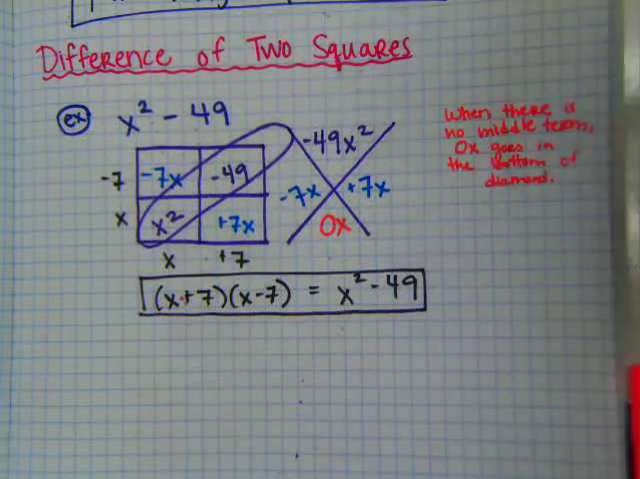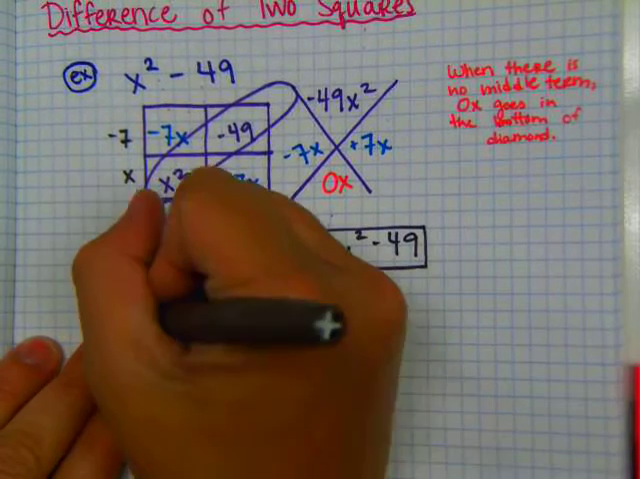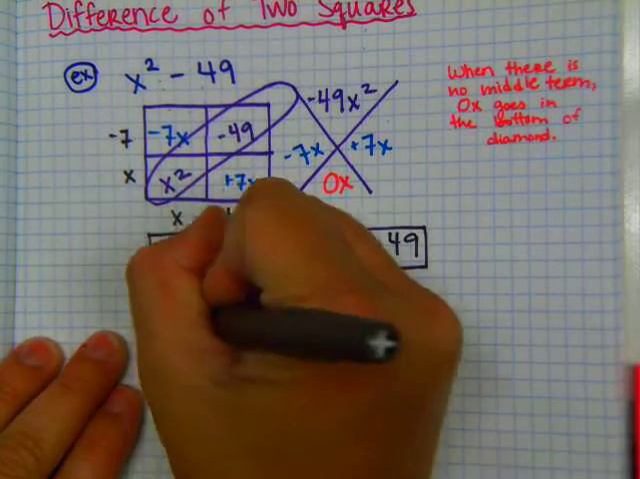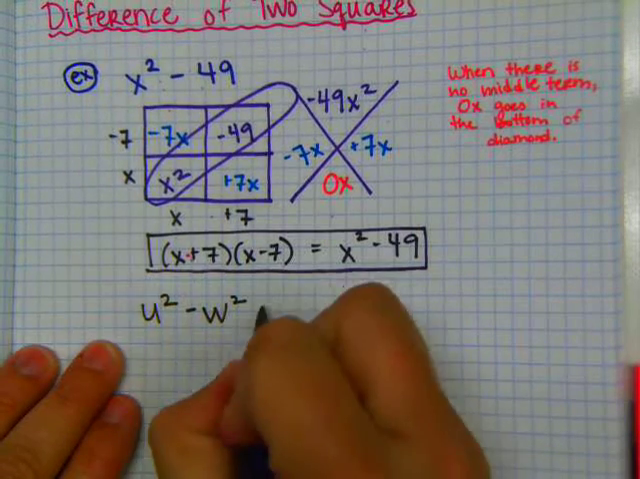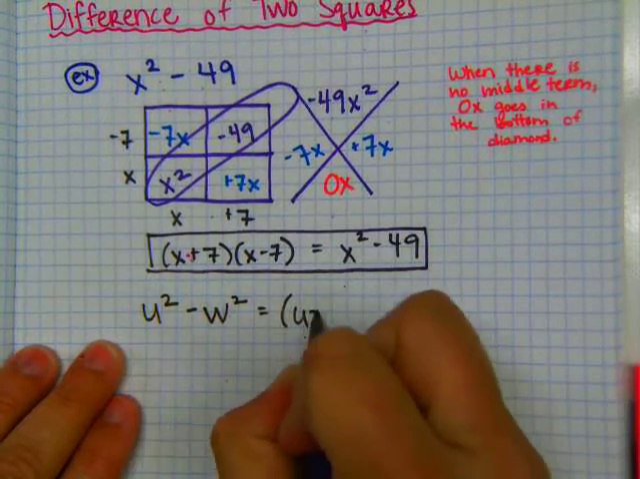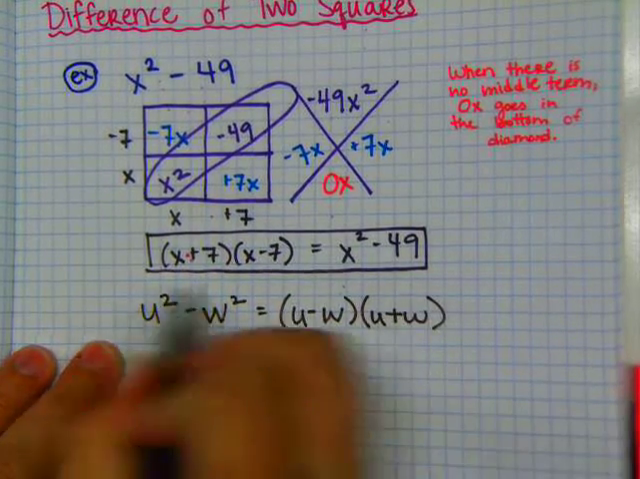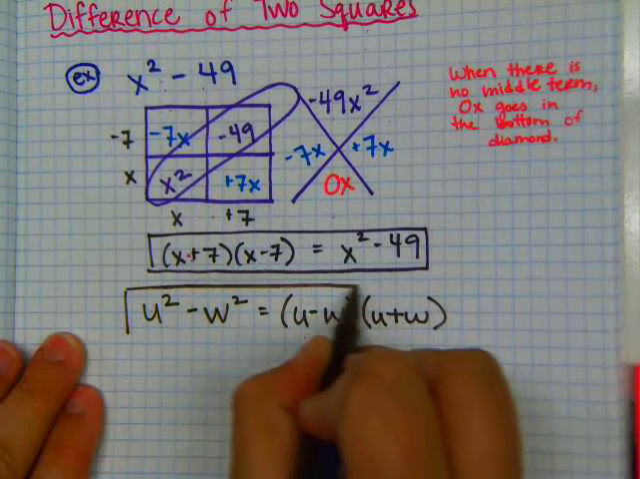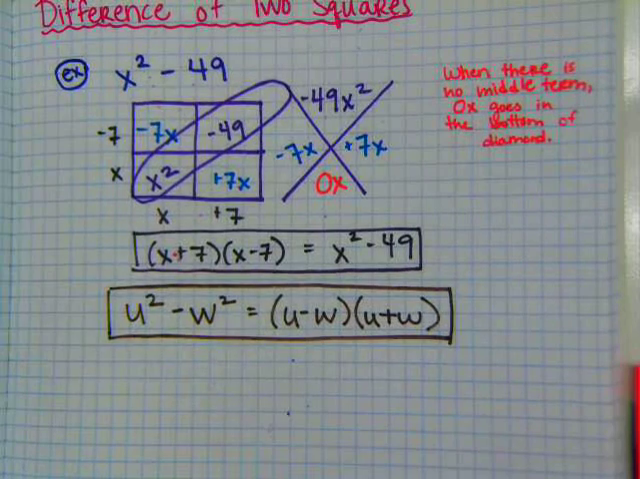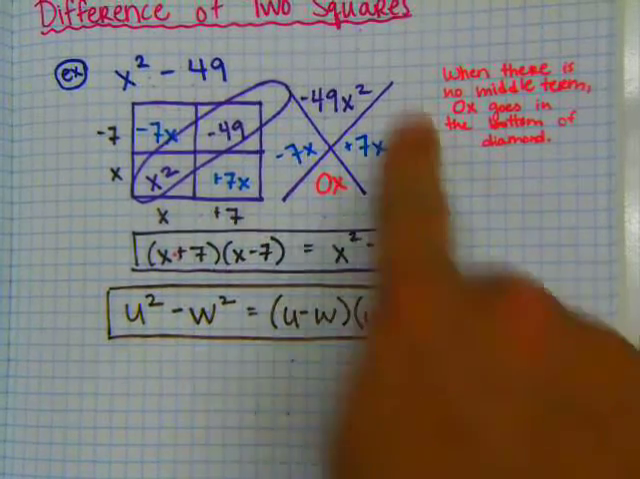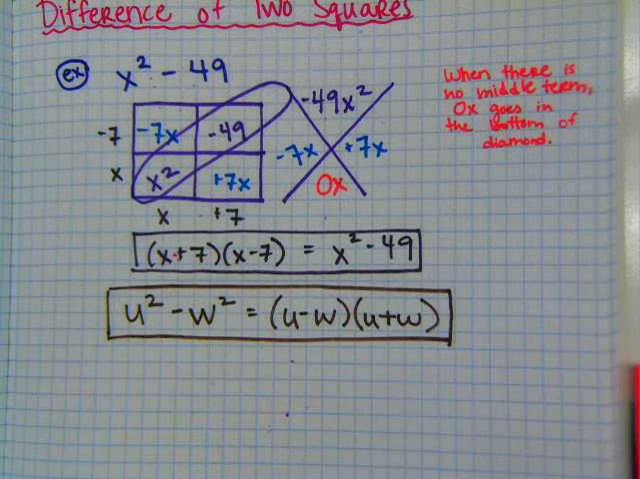But this is a property I'm going to write down. So the difference of two squares property is if I have u squared minus w squared, just like this, that's going to equal u minus w times u plus w. That is not something you have to memorize. If you'd like just factoring it, that's perfectly fine. I just wanted to tell you what a special case would be.